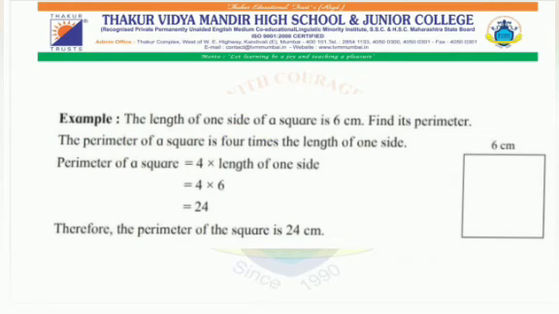Students, let us understand this example. The length of one side of a square is 6 cm. Find its perimeter. Therefore, students, the perimeter of a square is 4 times the length of one side. Therefore, the perimeter of a square equals 4 into the length of one side, which equals 4 into 6. That makes 24. Therefore, the perimeter of the square is 24 centimeters.